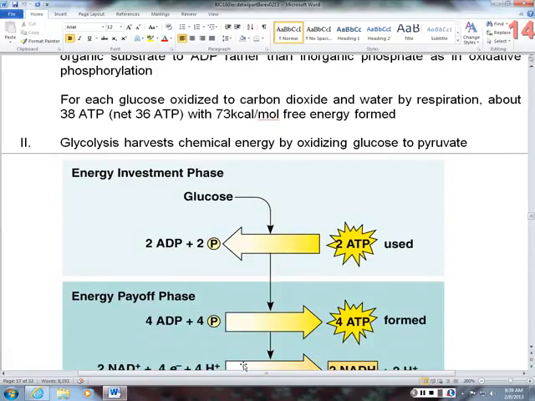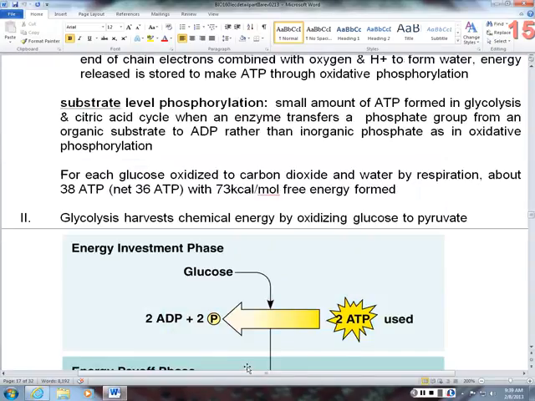Is there a no that I just heard? Adenosine triphosphate. Yeah.